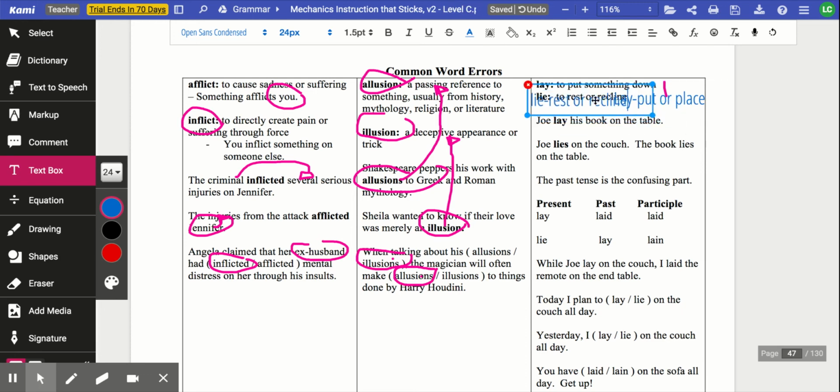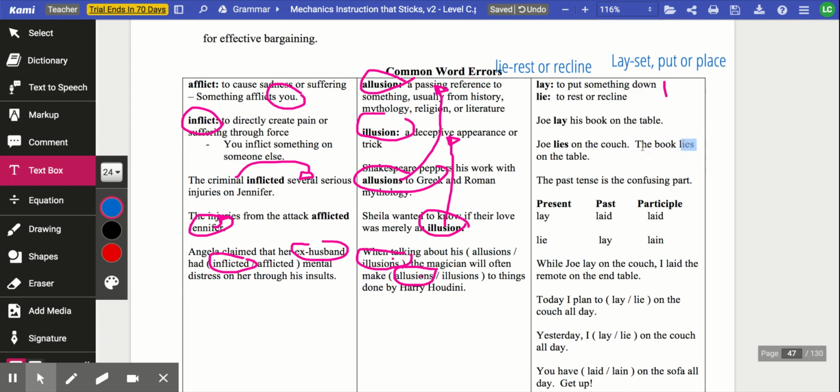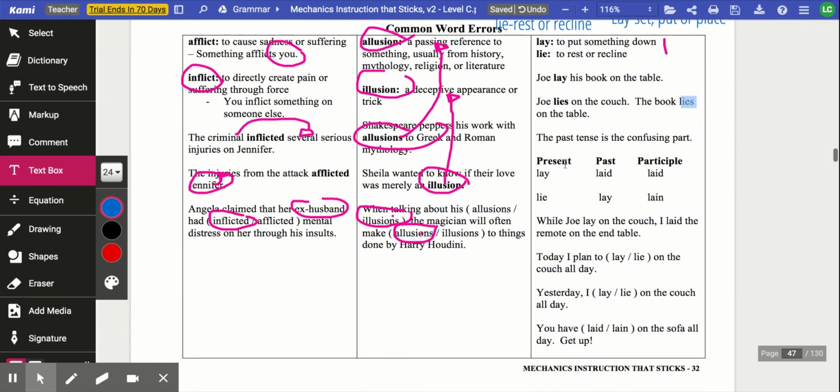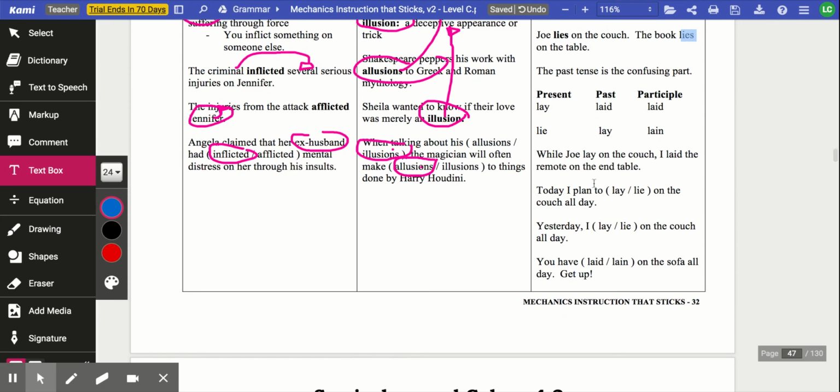So Joe, and I'll put these up here, you guys. Joe lay, meaning set, put, or place his book on the table. Joe lies, meaning rest or recline on the couch. The book lies or rests on the table. Okay. The past tense is the confusing part. Laid versus lay. So let's take a look at the examples.